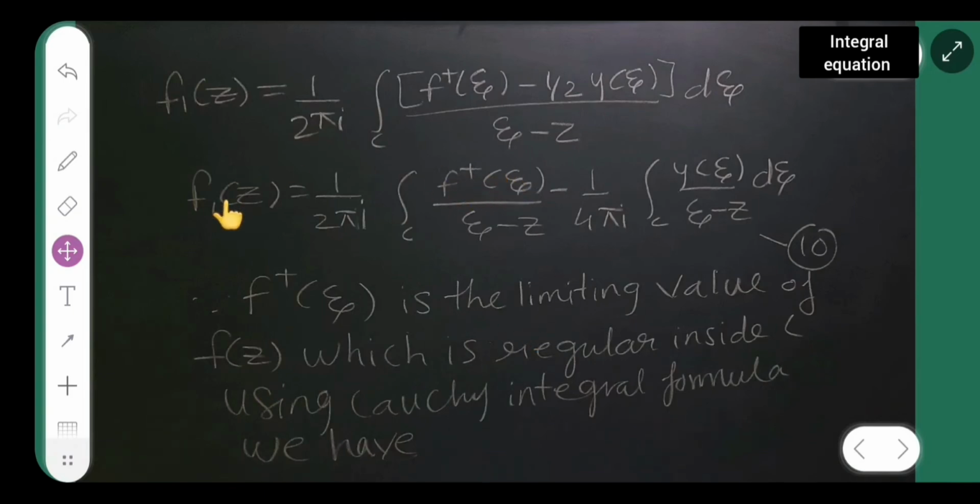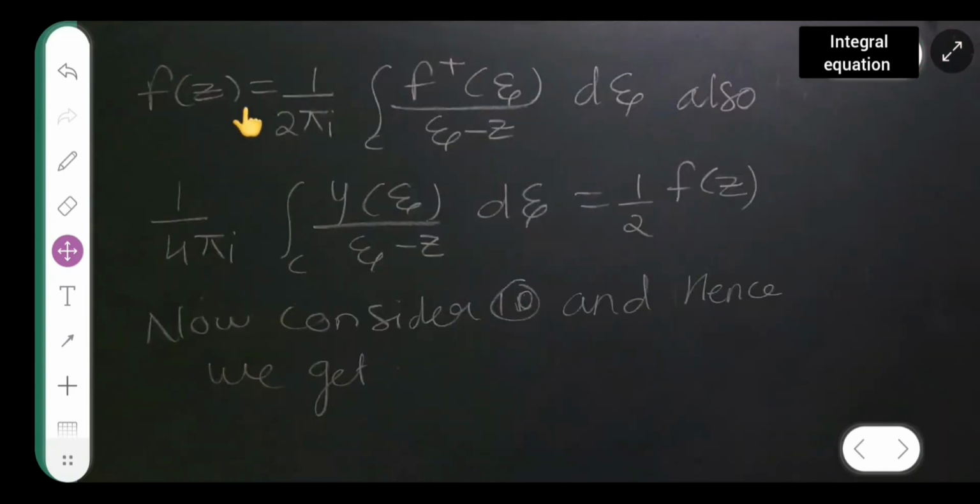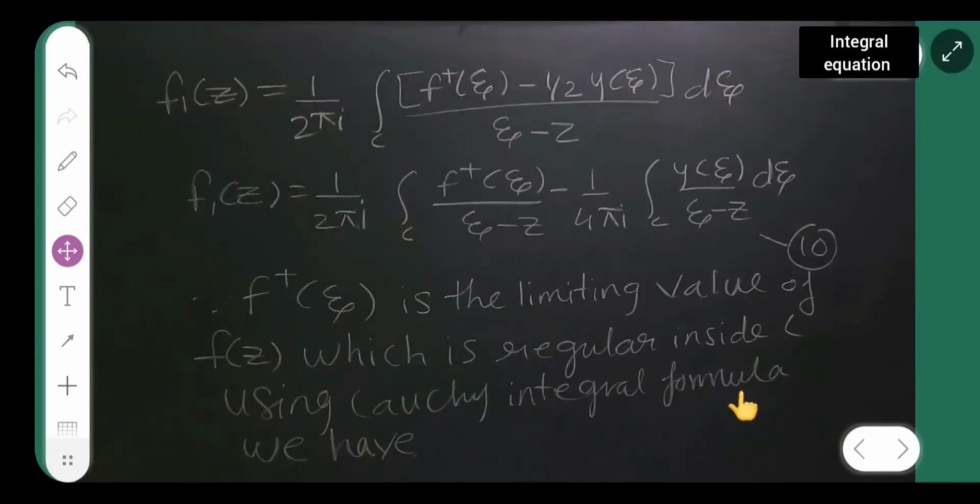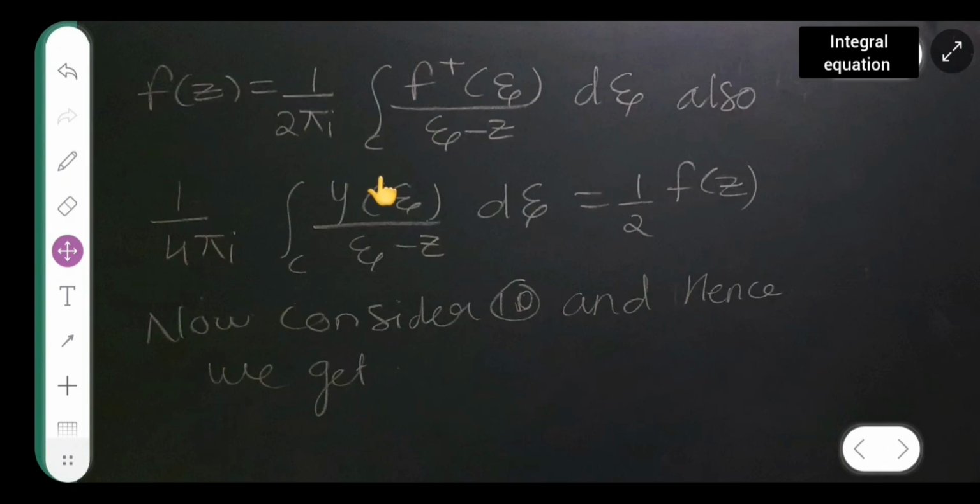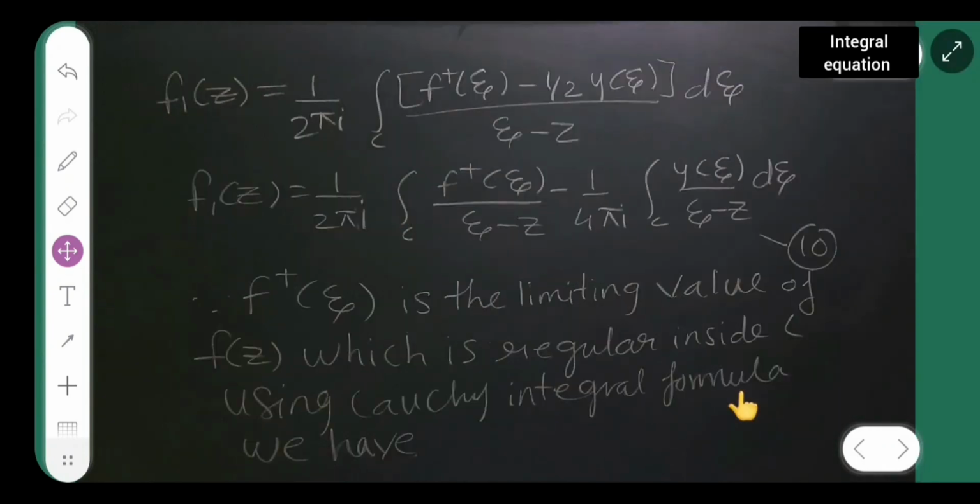now this is the limiting value of this, okay, f of z, which is regular inside C using Cauchy integral formula. Now we will be using Cauchy integral formula. So what we are going to get is f of z is equal to 1 upon 2 pi integral from C f plus of xi upon xi minus z dxi, also 1 upon 4 pi integral from C y of xi upon xi minus z d of xi is equal to half into f of z. Now consider 10. Now these values, I will substitute in this 10, okay?